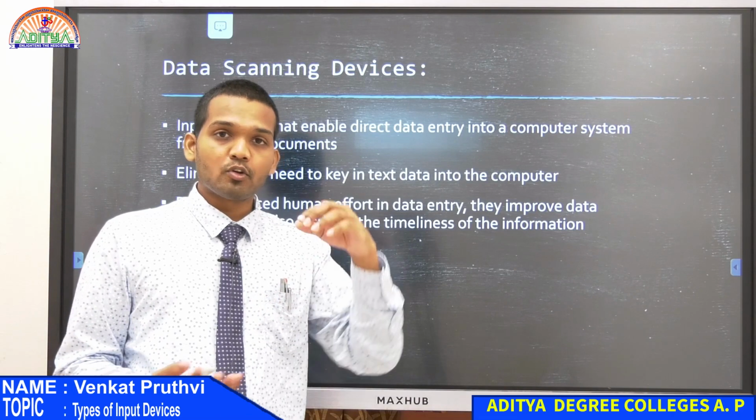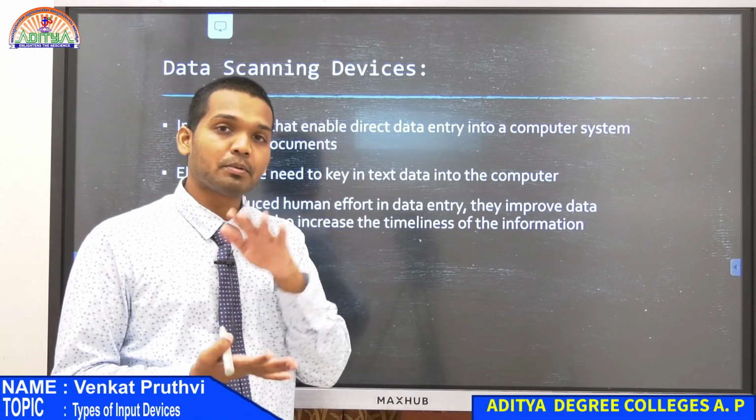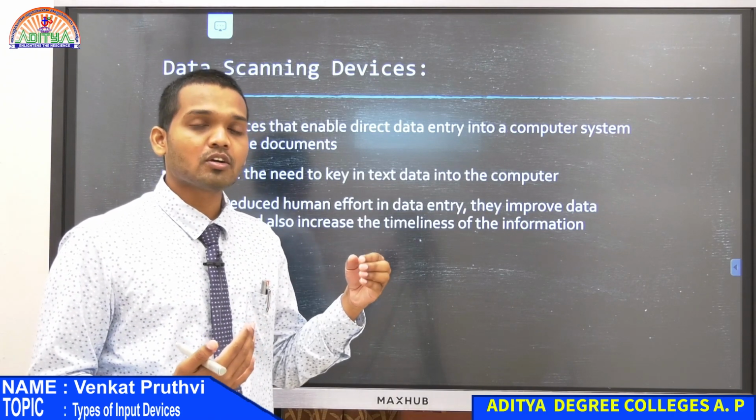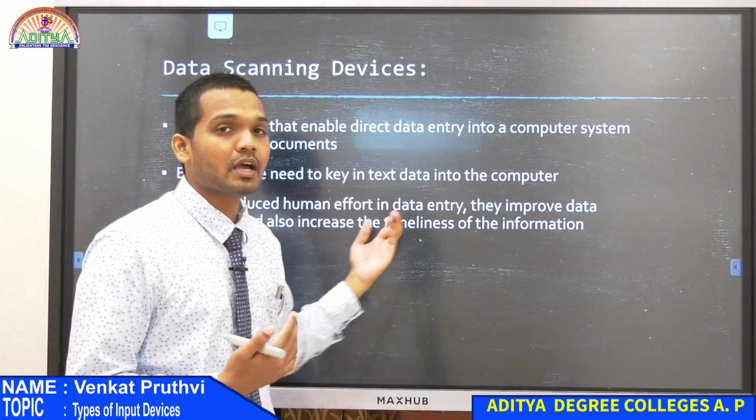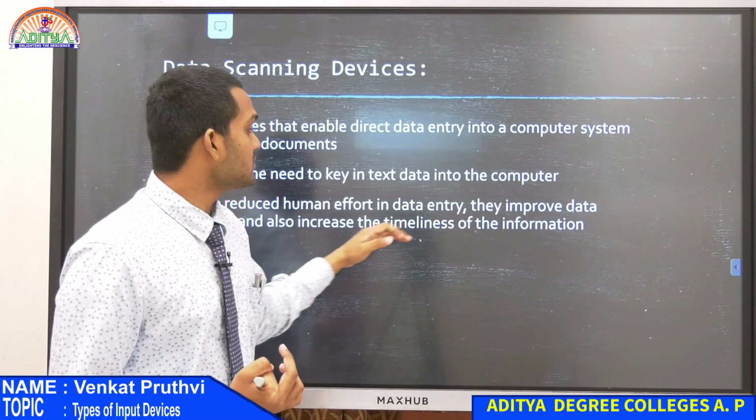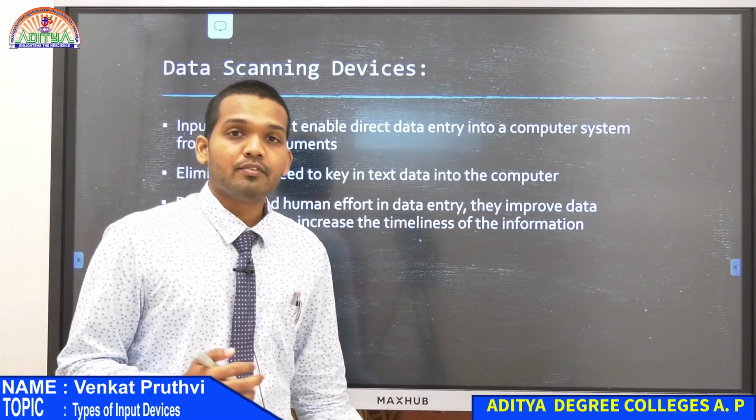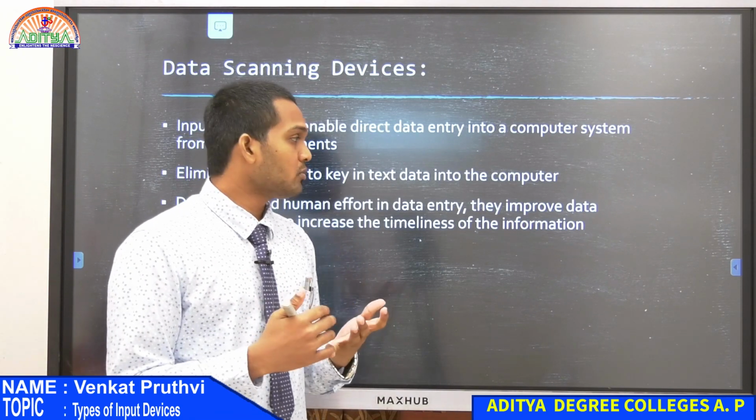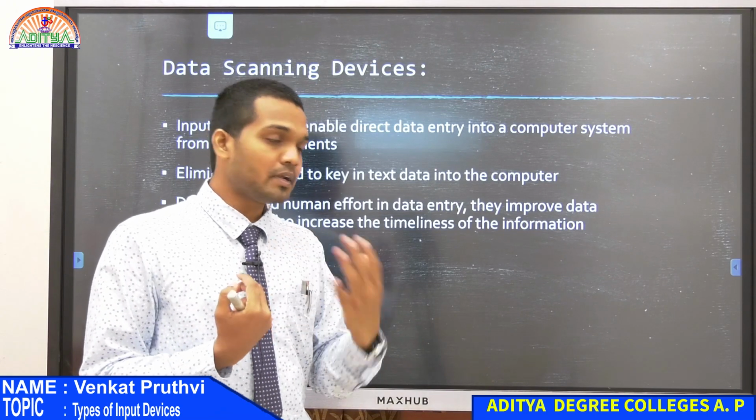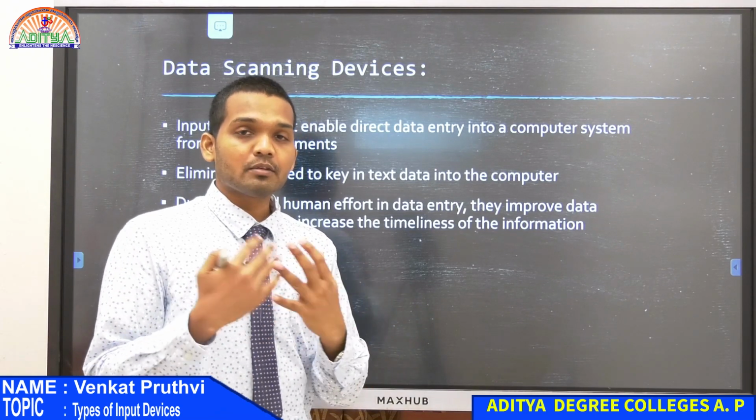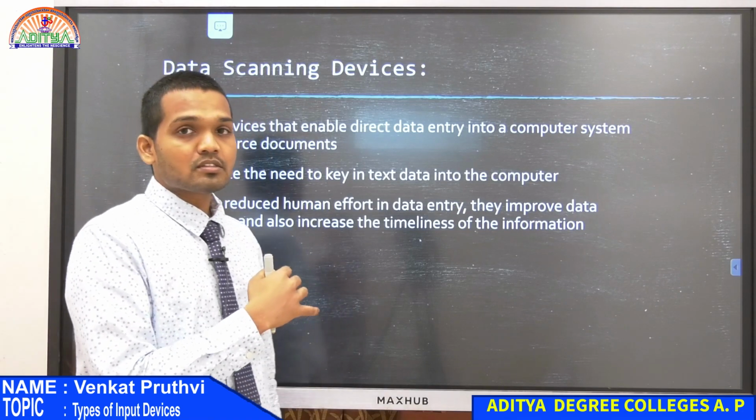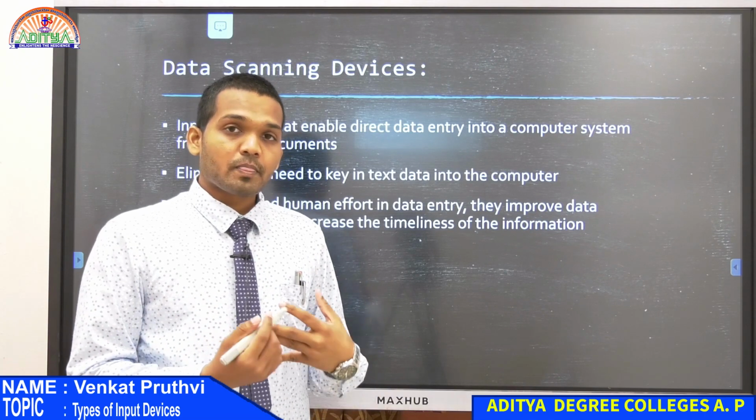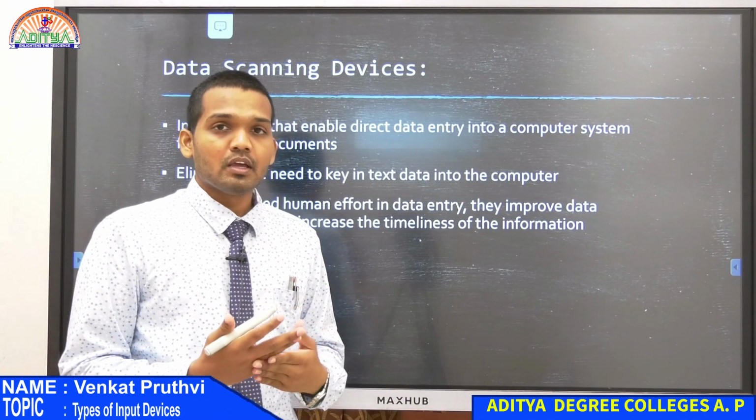Maybe sometimes when we don't place that image or the document properly onto the scanning machine, it might miss something, but whatever it's scanning, it always scans properly, with very high accuracy. It also increases the timeliness of the information processed. If you have to manually enter the text that I've shown you just now, it will take maybe 2 to 3 minutes, or it all depends upon the speed of the person entering it. But with the help of scanners, it is increasing the timeliness of the information processed. That means it is processing the information very quickly.